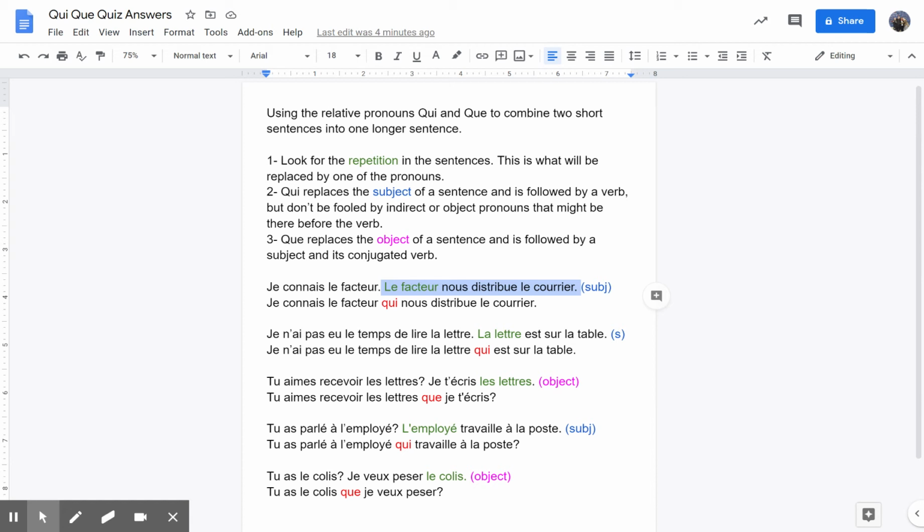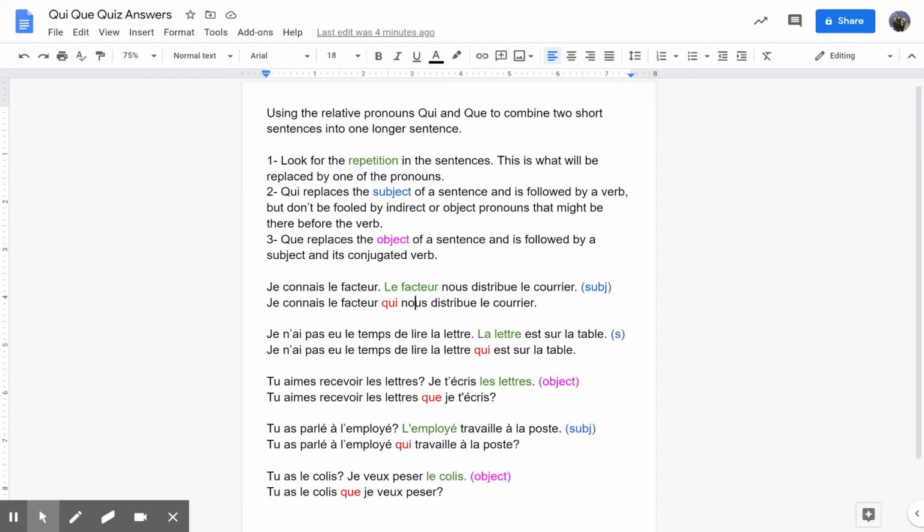You know that word order is different in French than it is in English. So when I join these 2 sentences, I'm going to look to replace le facteur because that's where my repetition is. Which one am I going to replace? I'm going to replace the second one. Je connais le facteur qui nous distribue le courrier. I know the mailman who distributes the mail to us. See how this qui is followed by a verb that matches it as far as conjugation. This nous is an indirect object pronoun. That one's tricky.